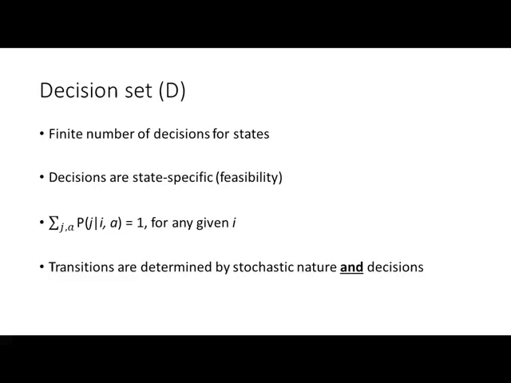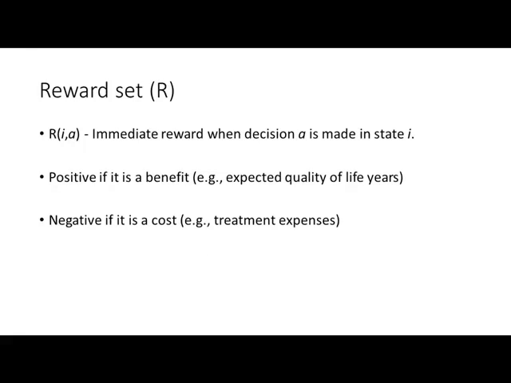And here, this is the fundamental difference between a Markov chain and a Markov decision process. Transitions are determined by stochastic nature and by decisions, A. So this is a very important part. And now let's look at the reward set, R.